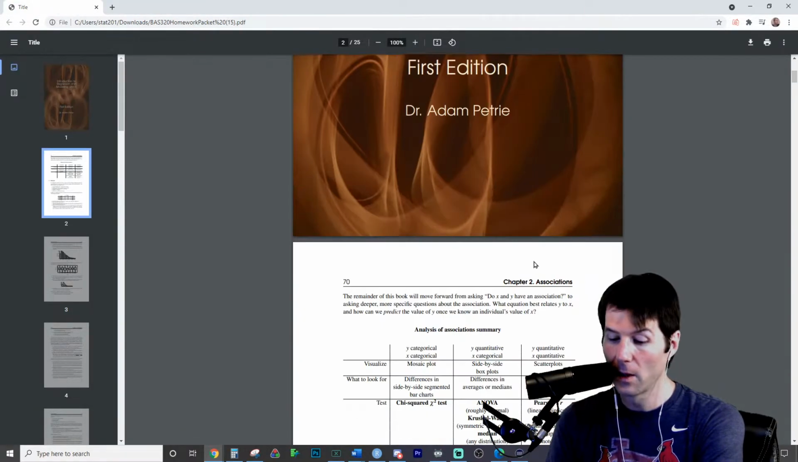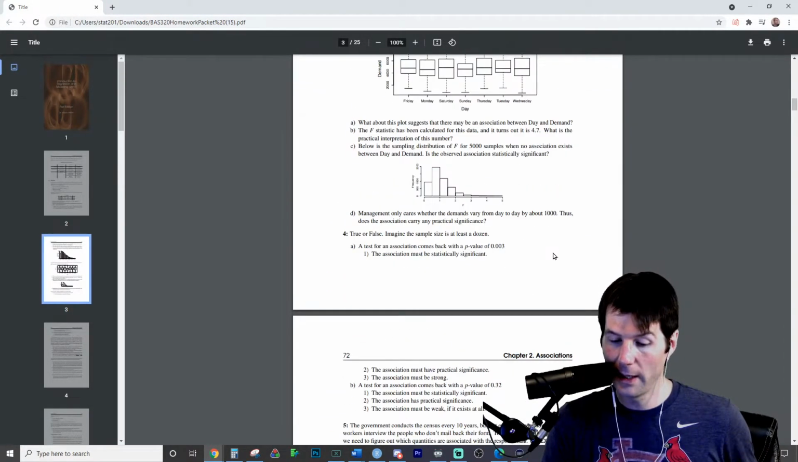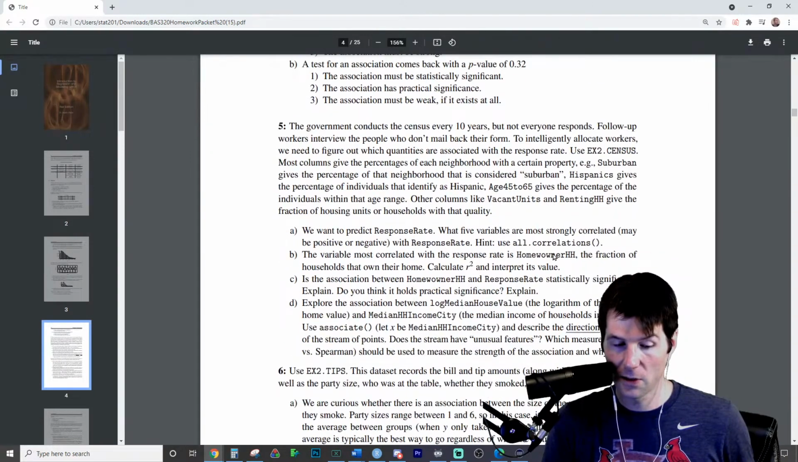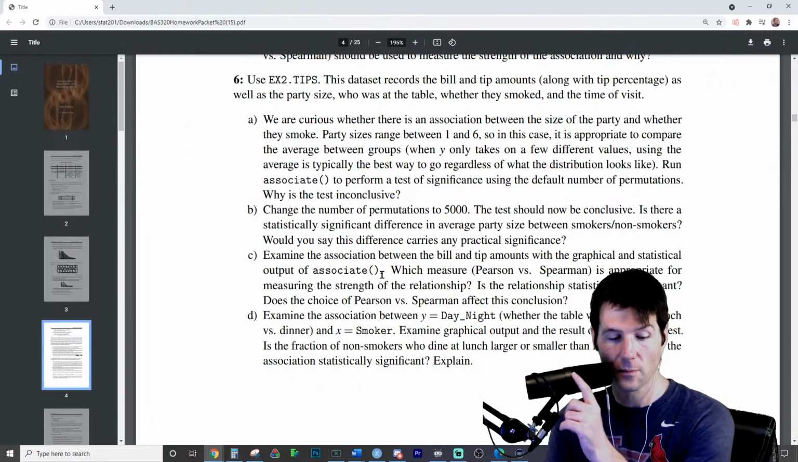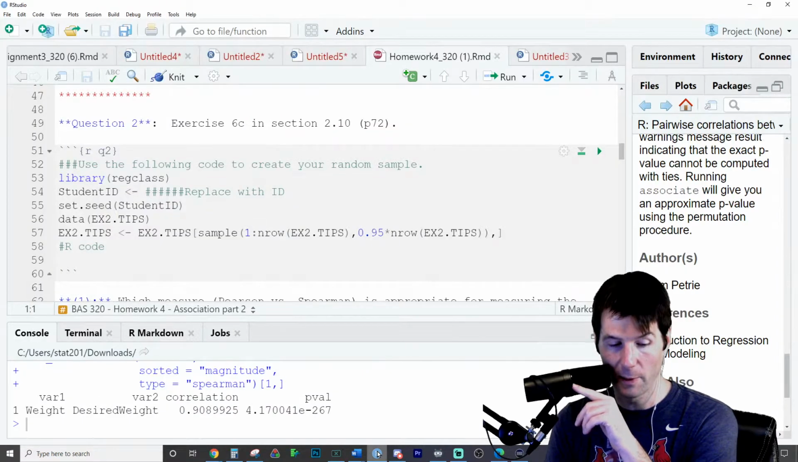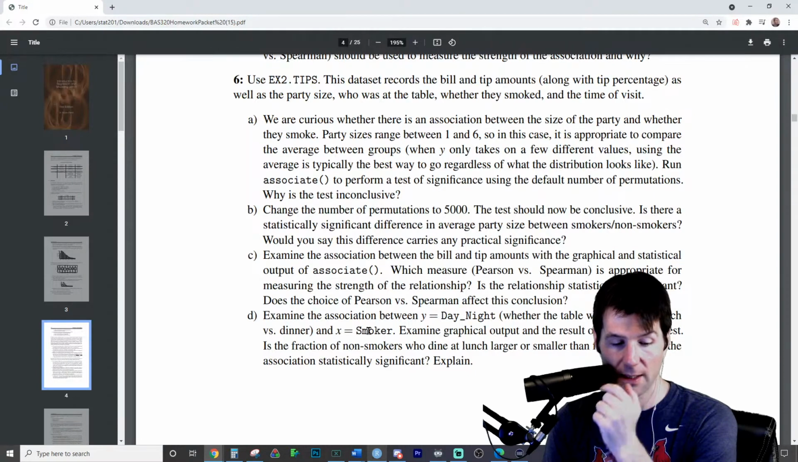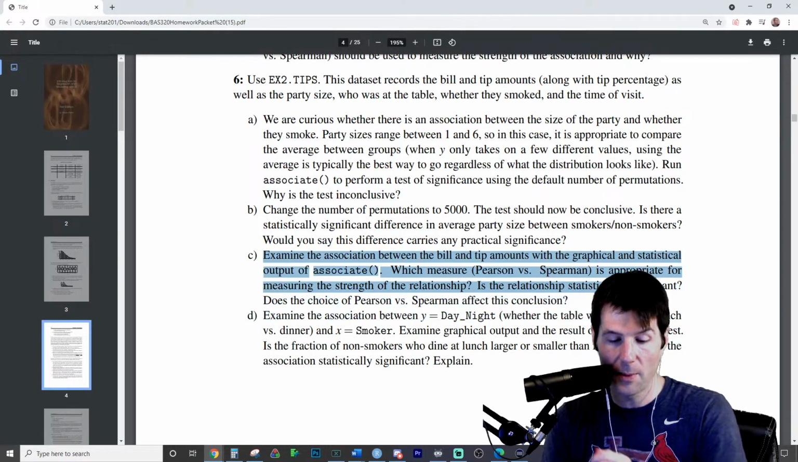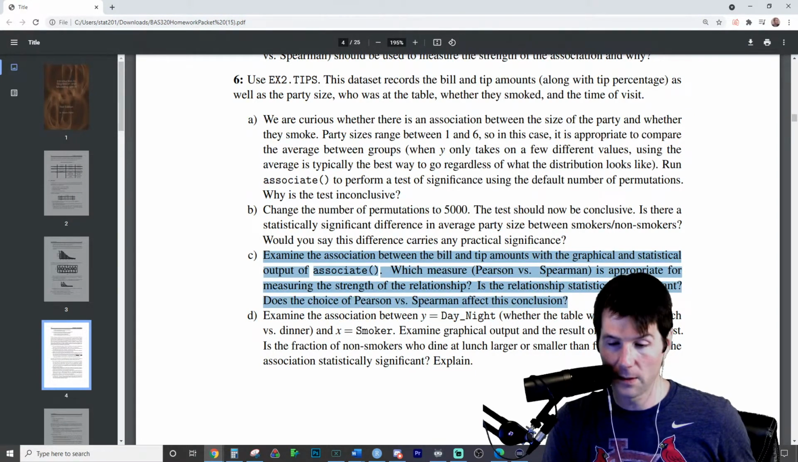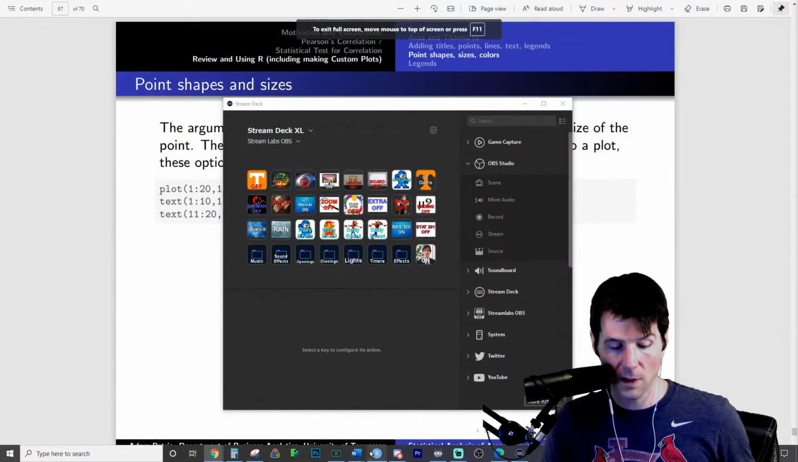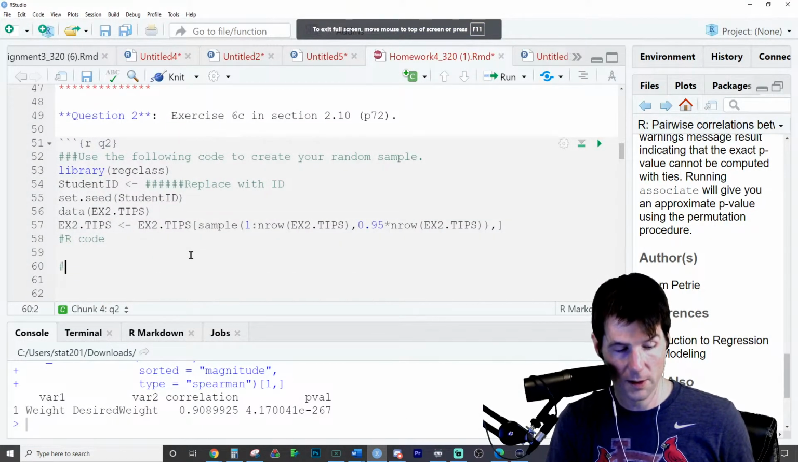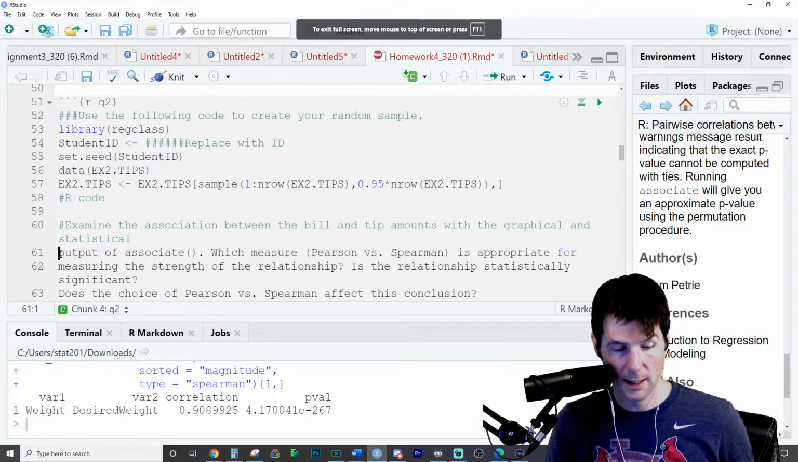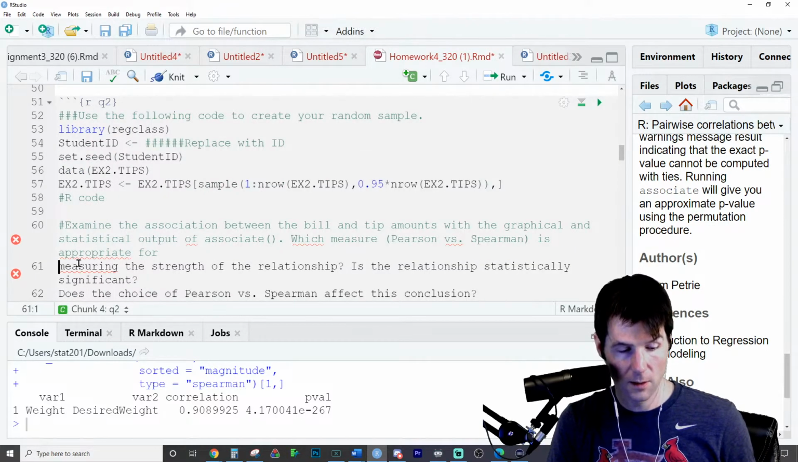And here we are. We need to go to page 72 and we're going to 6C. So here we are right here. And let's see if we have the right question. It says exercise 6C on 72. Let's go ahead and just copy paste this and use it. Okay, so we've got the question. We're just bringing it over here. And yeah, there we go.